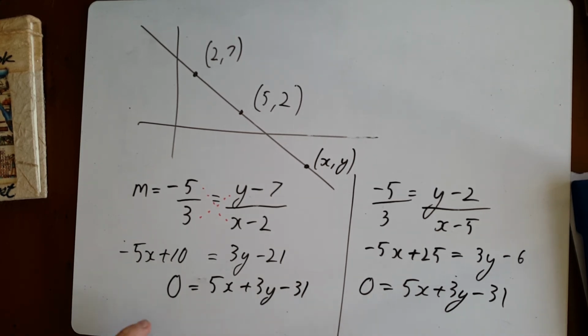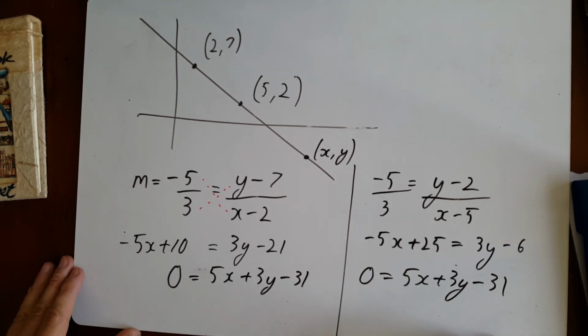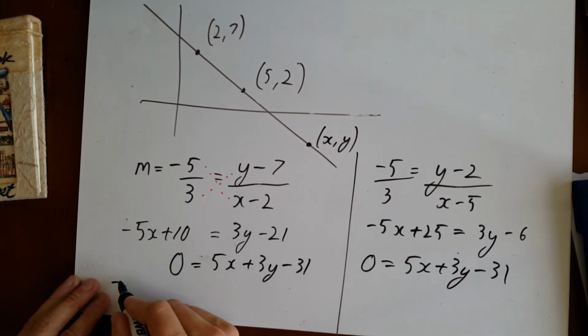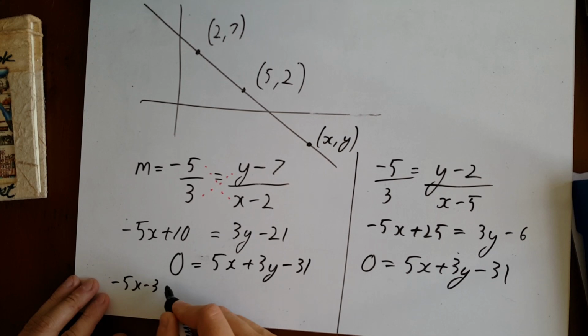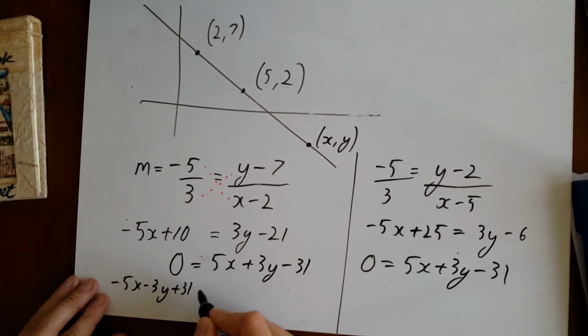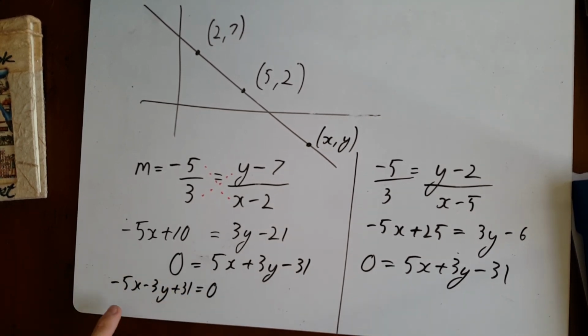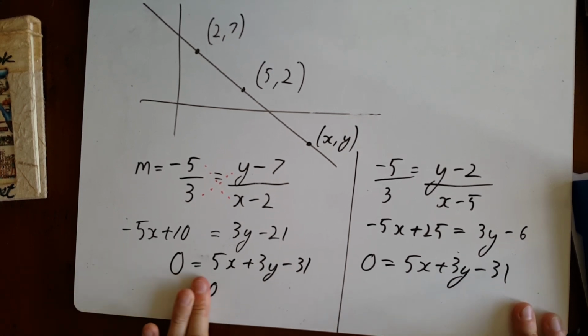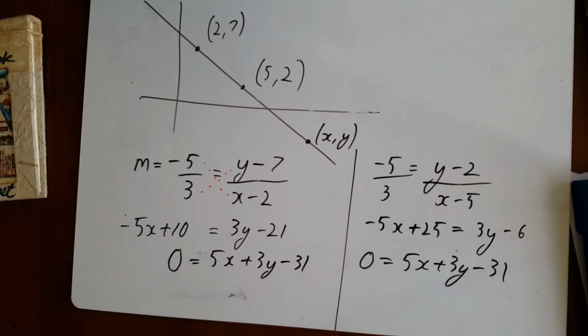Final thing to notice is that I've chosen to make the x and the y positive at this point here. I could have moved both of these over to the left hand side to arrive at minus 5x minus 3y plus 31 equals 0. However, later on when I want to use my x's and y's, I'm just making sign errors more likely. So if possible, make x and y both positive.